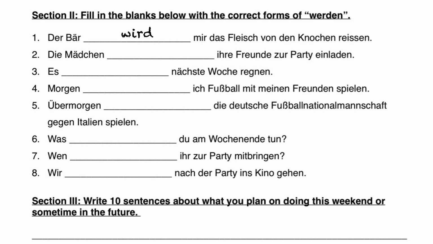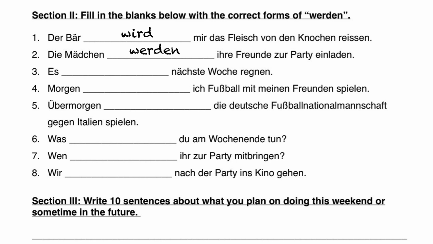Nummer 2. Die Mädchen something ihre Freunde zur Party einladen. In this sentence we have die Mädchen, which if you'll remember, das Mädchen is the singular form, which means die Mädchen is the plural form. It could also be that ihre Freunde is the subject, but because of word order rules, it makes a little bit more sense that die Mädchen is the subject. At any rate, it's still going to be the plural sie form, which means that we need here werden. Die Mädchen werden ihre Freunde zur Party einladen. The girls will invite their friends to the party.